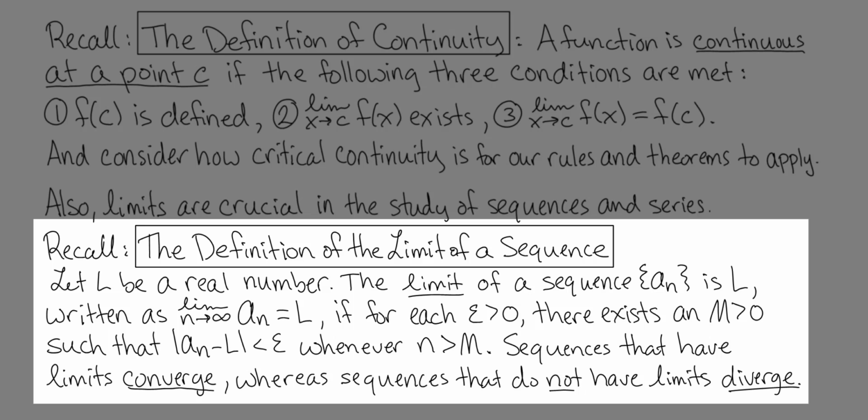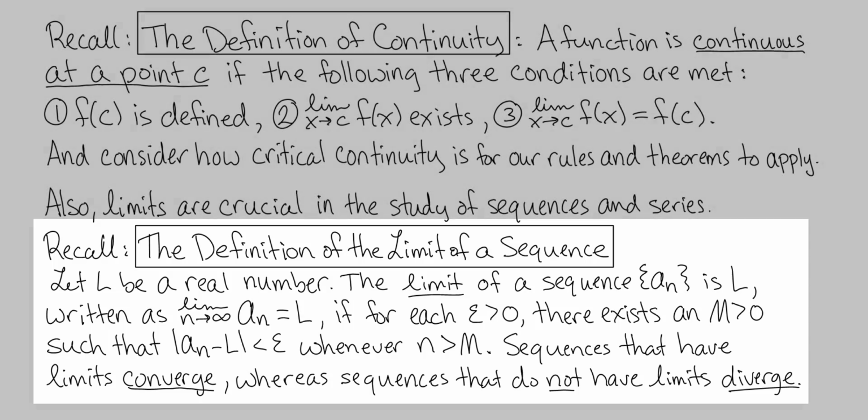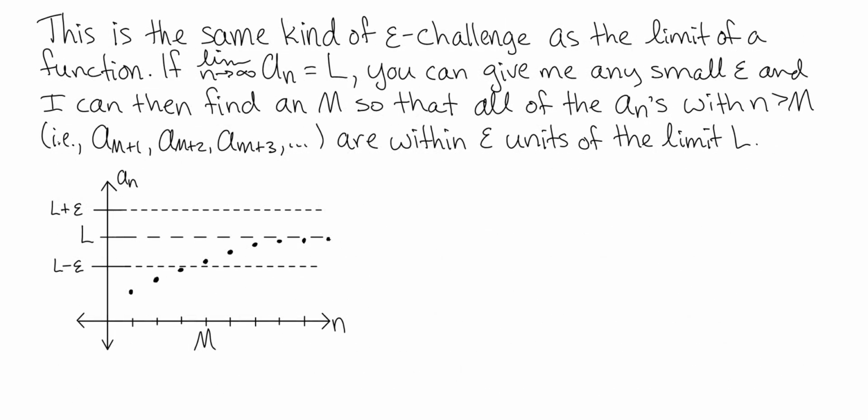But let's take a look at that definition again. Look at these epsilons and greater thans and absolute values. This definition is similar to the definition we've just been studying. But now we're applying it to a sequence. In fact, this is the same kind of epsilon challenge as the limit of a function. If the limit as n goes to infinity of an equals L, then you can give me any small epsilon, and I can then find an m so that all of the an's with n greater than m are within epsilon units of the limit L.